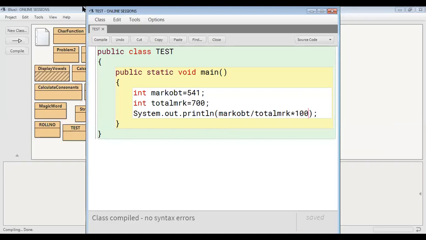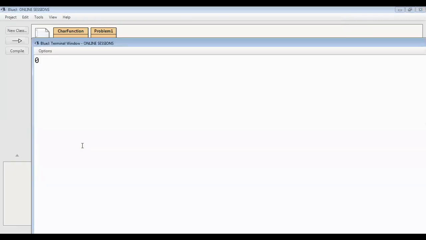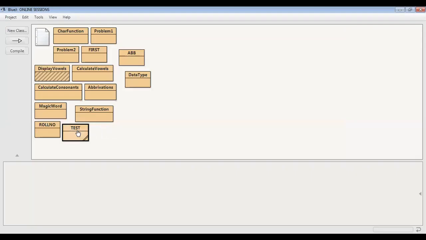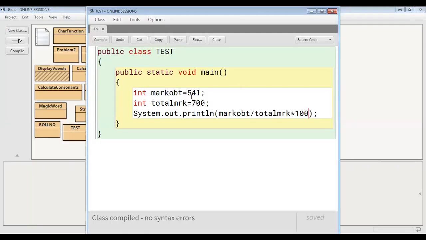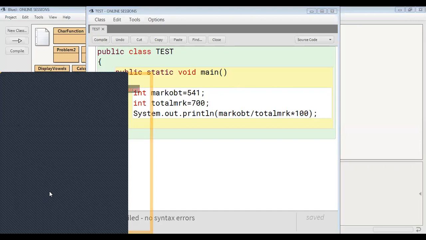Okay, now see what's the answer, what's our percentage. If a child is scoring 541 marks out of 700, see the percentage. And you will be very much surprised to see the percentage is coming out to be 0. Why is the percentage 0, class? Because 541, when you divide by 700, let me show it with the help of a calculator.